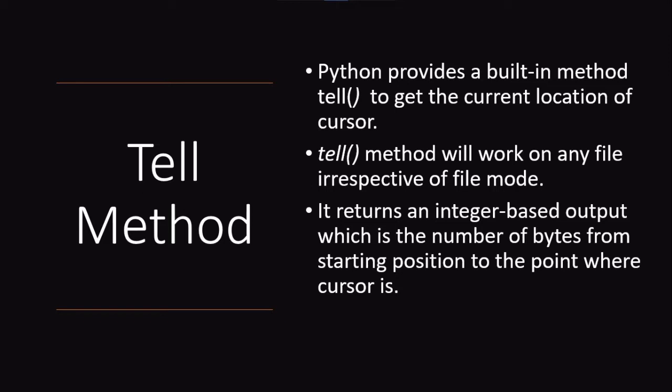Maybe our cursor is located at the start of the file, the end of the file, or anywhere in that file. As soon as we call the tell method on the file object, it returns an integer output which shows the number of bytes from the starting point to the point where our cursor is currently located.